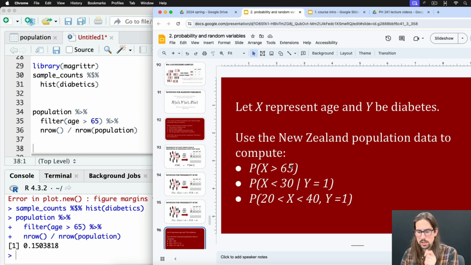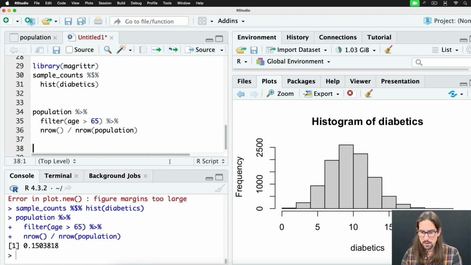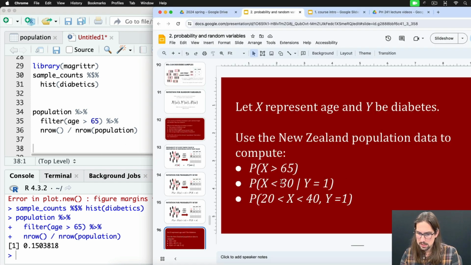The conditioning is often read as given something is true. You can read it like that, and that's fair. But I think it's more helpful to think among, or within the indicated subpopulation, because then you realize this is just a normal probability. It's just after you've already filtered down to a particular subpopulation. So let's do that one. This is among diabetics. How many are less than 30?